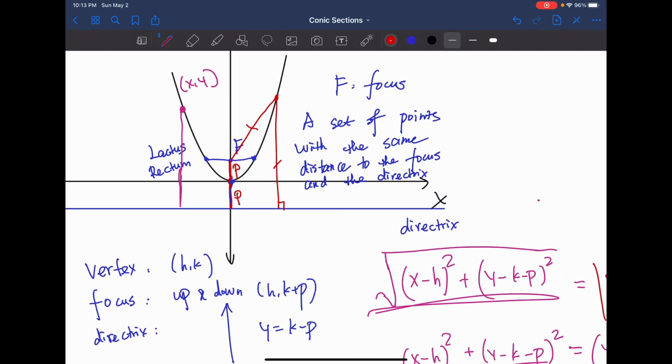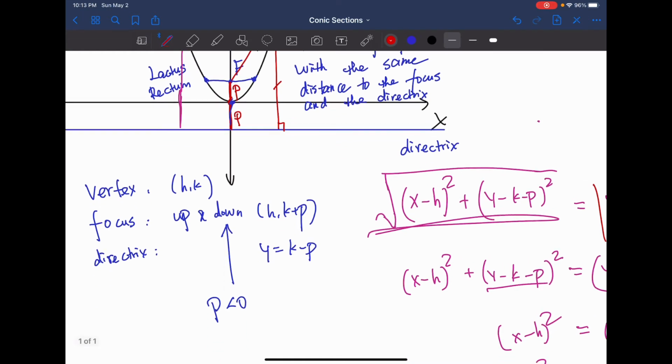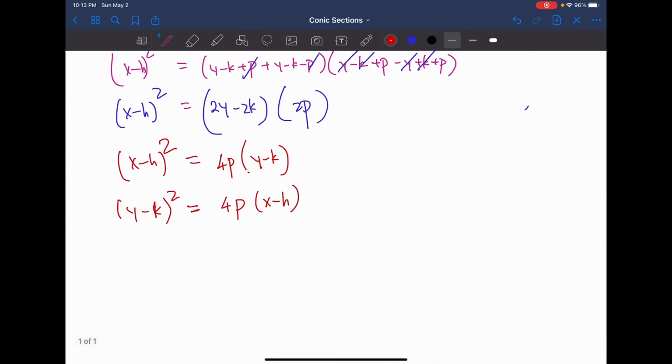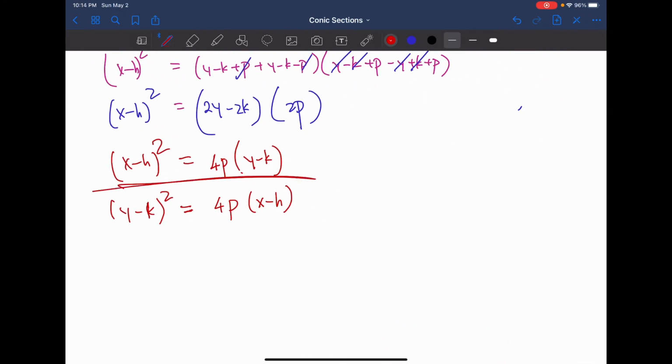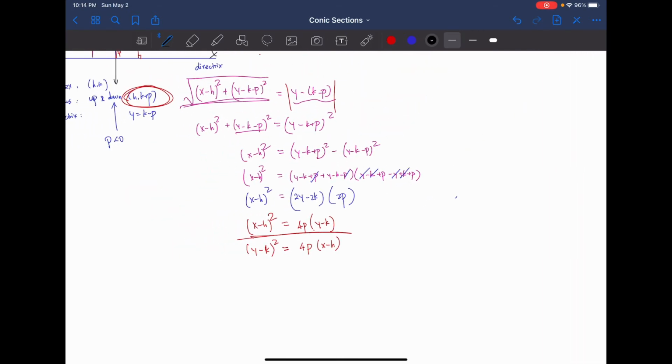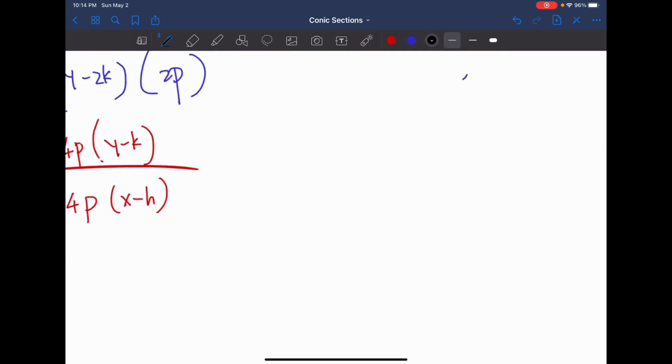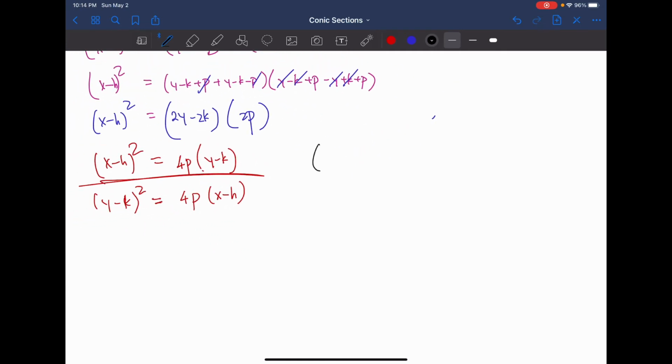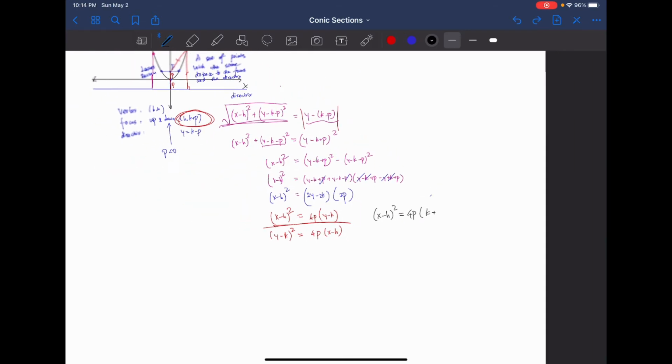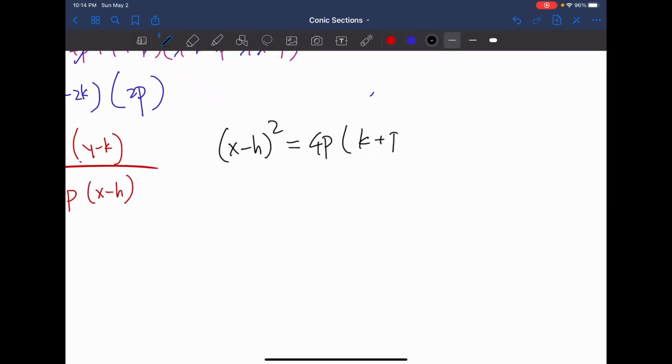If we put this y value back in, let's find the x value that we're looking for. So we're using this equation over here. Let's plug that y value in. The y value is equal to k plus p. So (x minus h) squared is equal to 4p times (k plus p minus k).